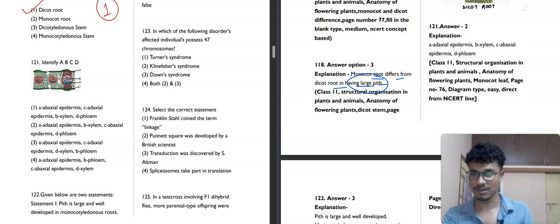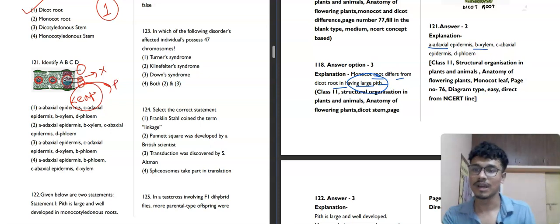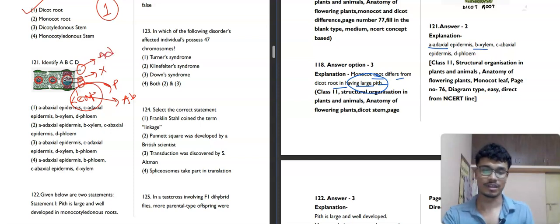Now we'll move towards the next question, that is question number 121. The diagram is very small, but if you know, you can answer definitely. This is a leaf structure. So A here will be the adaxial epidermis, and B here is the xylem. Then I think D here is the phloem, and C here is the abaxial surface. I have a trick for you to remember this as well: adaxial, like add D, D is like up, and B is for base. This is the abaxial surface. So A is adaxial epidermis, B is xylem, C is abaxial epidermis, and D is phloem. This is our correct answer, the second option.